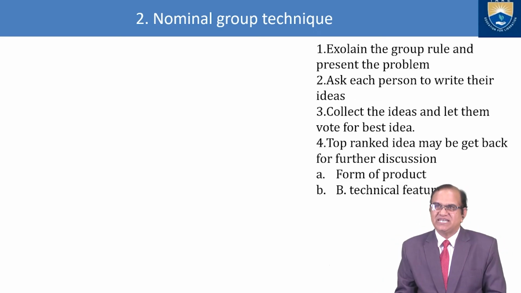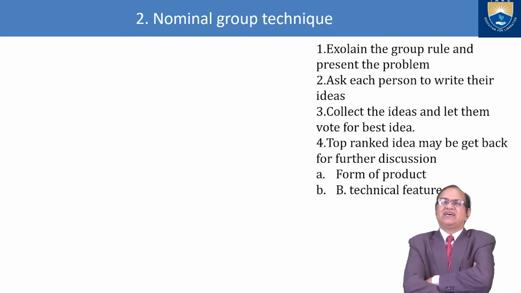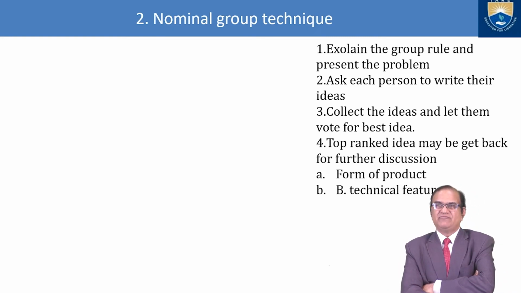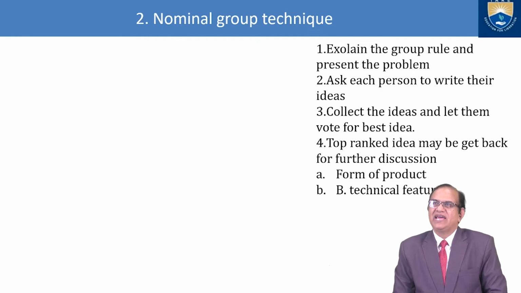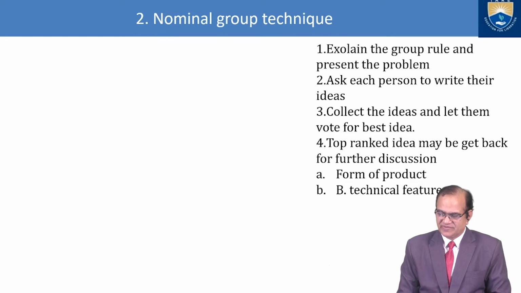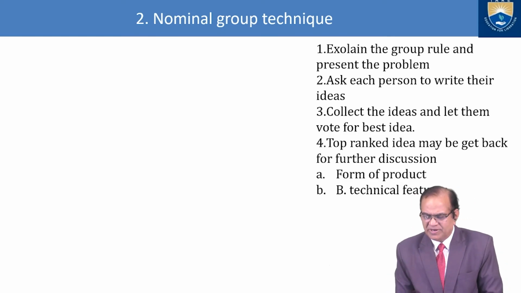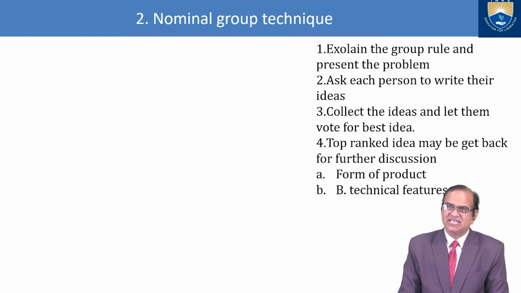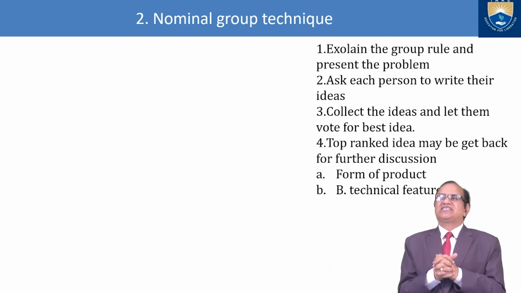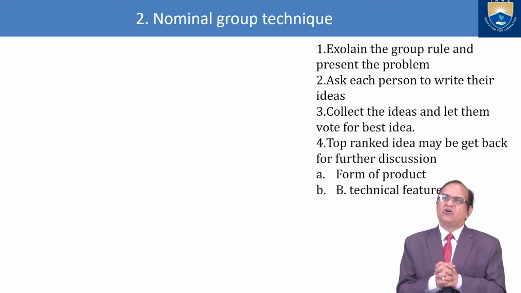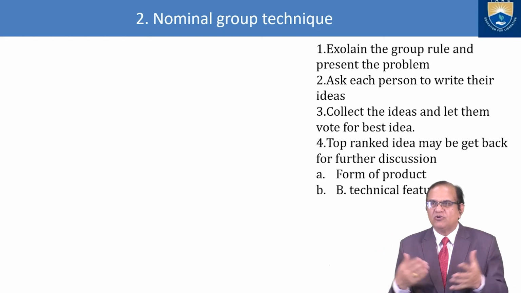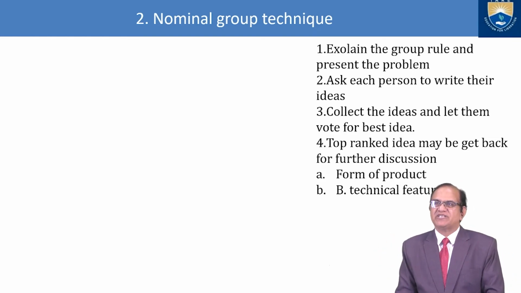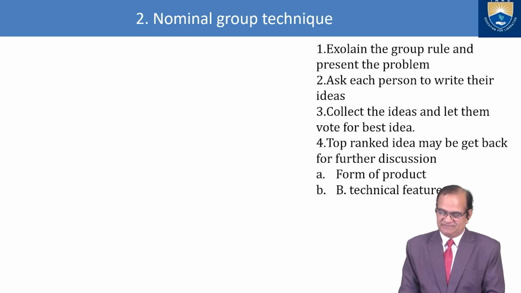So the first one is completed. Now this is called the guide system. Now, nominal group technique. In this, what happens? Explain the group rule and present the problem. First, you have to discuss the rules and regulations of the group, and you present your problem. Ask each person to write their ideas.